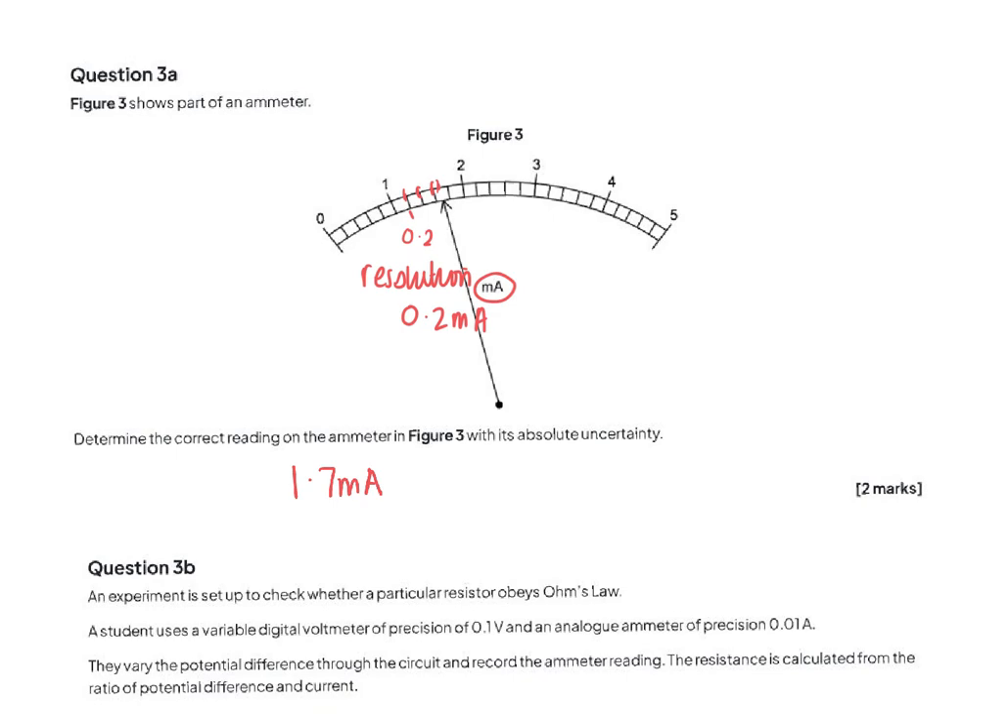And then we need to work out its absolute uncertainty. So again, this question differs between exam boards. We are doing the WJEC. It's going to be plus or minus whatever the resolution is of the device that we're looking at. So here it's going to be 0.2 milliamps. So what we tend to do when we write it like this is we get rid of the units here and we just put our units at the end, 1.7 plus or minus 0.2 milliamps.